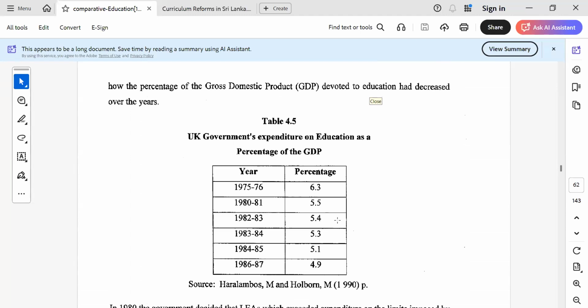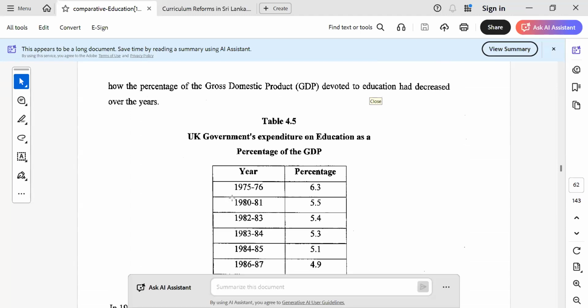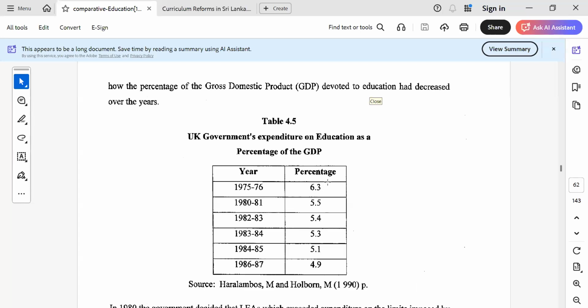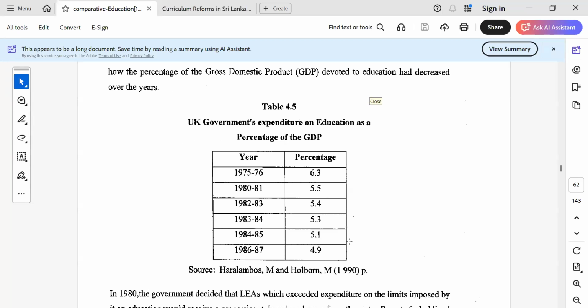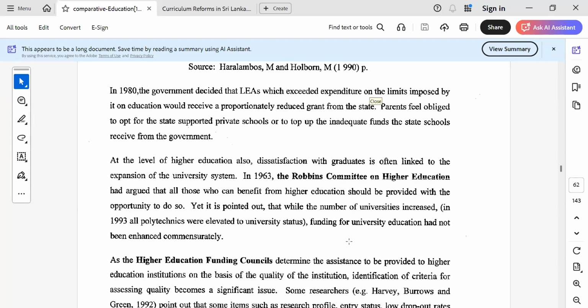So UK government's expenditure on education as a percentage of GDP, right? So from 1975 to 1987, the percentage of GDP is decreasing, right?